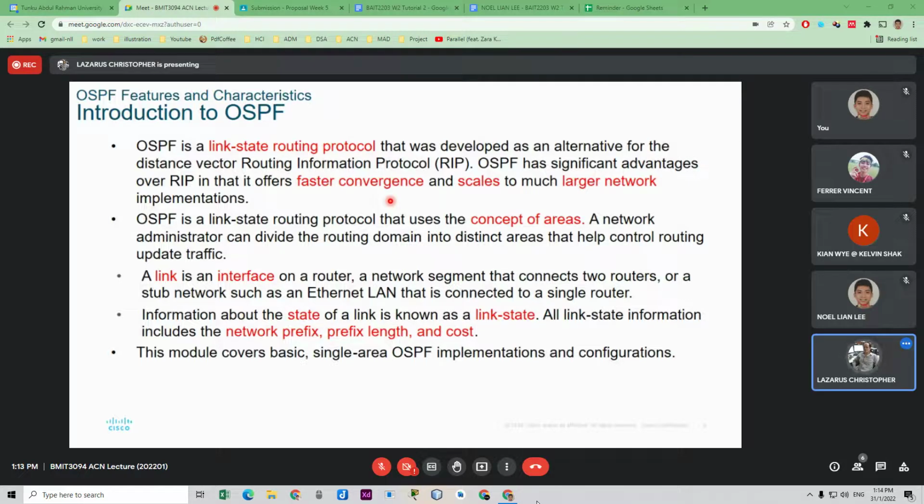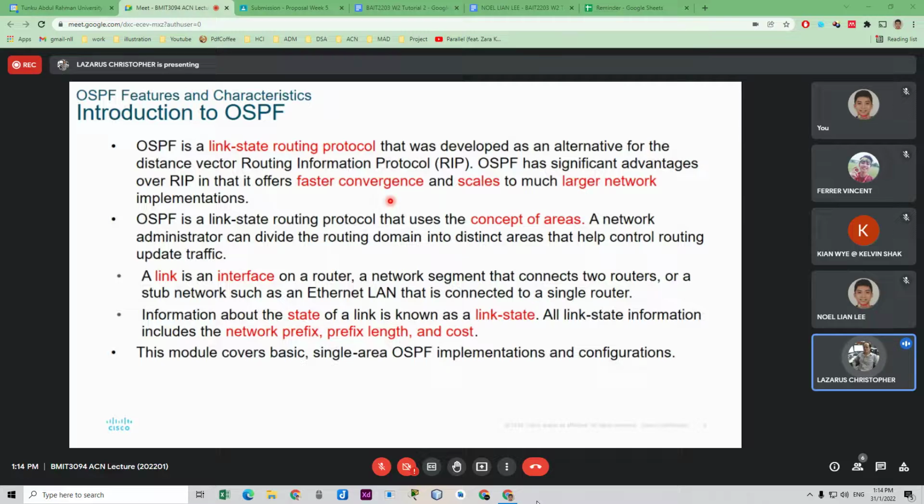Convergence, a lot of times when we talk about convergence, is that if it's dynamic, from a default state it goes into operating state, we call that convergence. It includes a process like the election. Prior to election, the routers do not know which are the DR and BDR in OSPF, right? So the process of the election until the DR and BDR are elected is considered one example of convergence, right? So it offers faster convergence and scales to much larger network implementations.